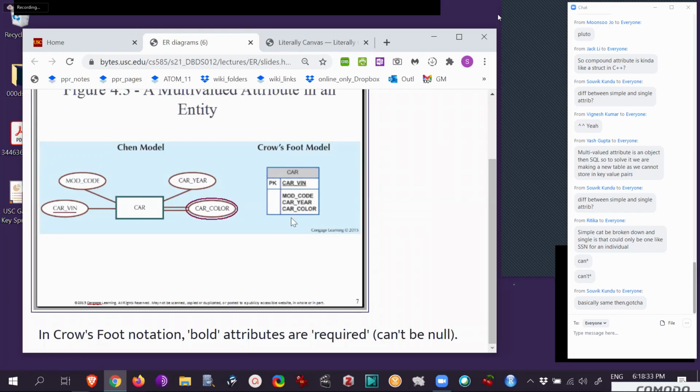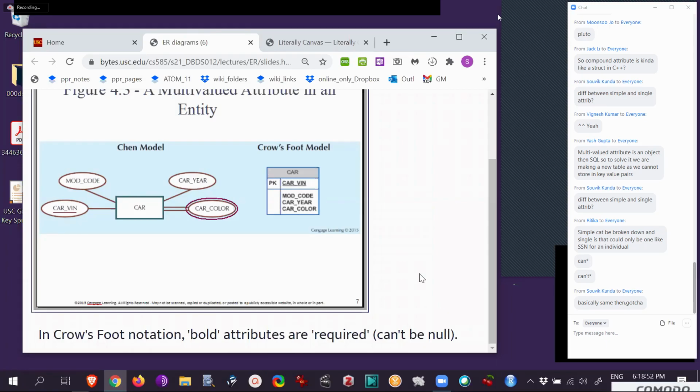Okay, so in crow's-foot notation, anytime something is bold, it means required, not null. And bold can be not just the primary key, but also any column. If you make some column bold, it means the designer says, even if it might not be a primary key column, you cannot leave it empty.